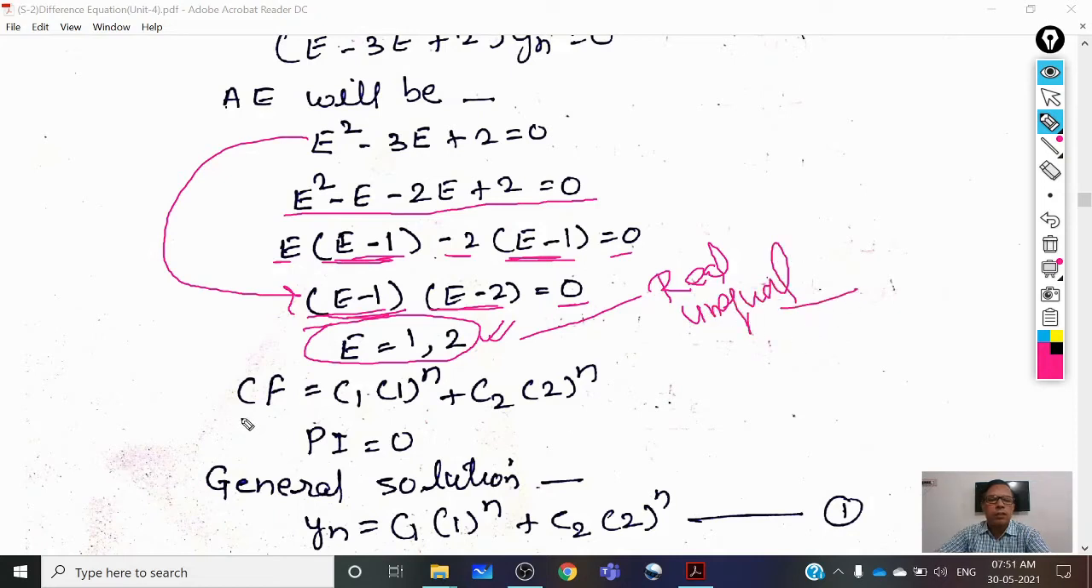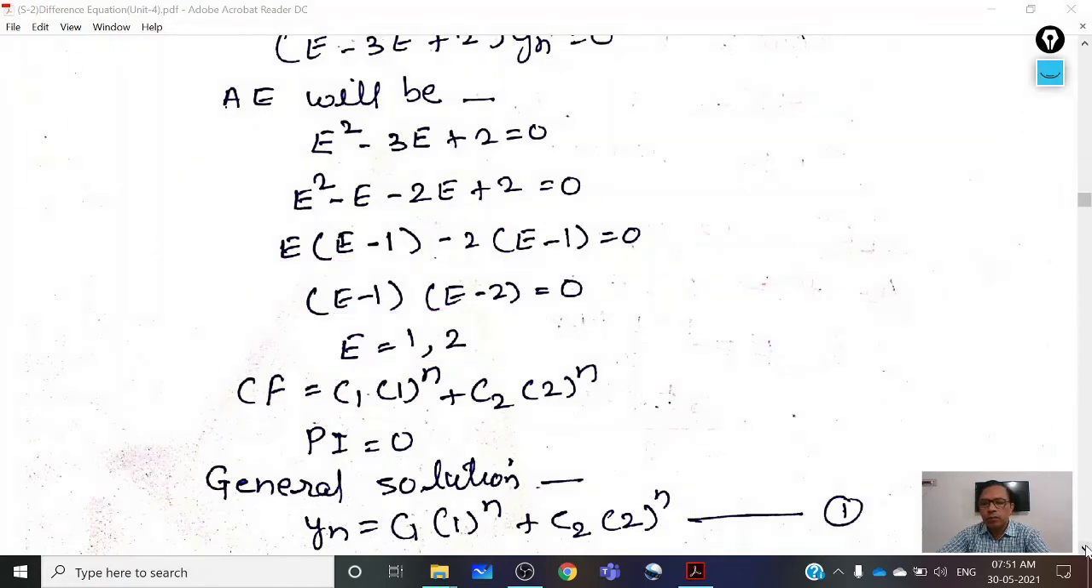So CF is C1 1^n + C2 2^n. PI is 0, because the right hand side is 0. So the general solution is given by y_n equal to CF plus PI. So we have y_n equal to C1 1^n + C2 2^n. Suppose that this is equation number 1.